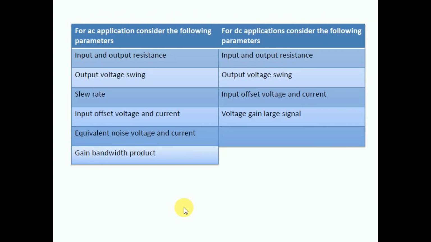After that, we can see that for AC applications we need to consider these parameters: input and output resistance, output voltage swing, slew rate, input offset voltage and current, equivalent noise voltage and current, and gain bandwidth product. And for DC applications you can see input and output resistance, output voltage swing, offset voltage and current, and large signal voltage gain. So these all need to be taken care of in AC applications as well as DC applications.